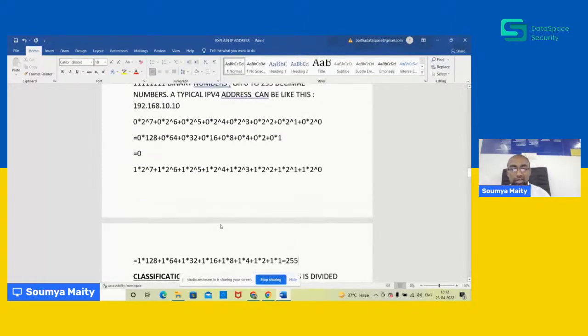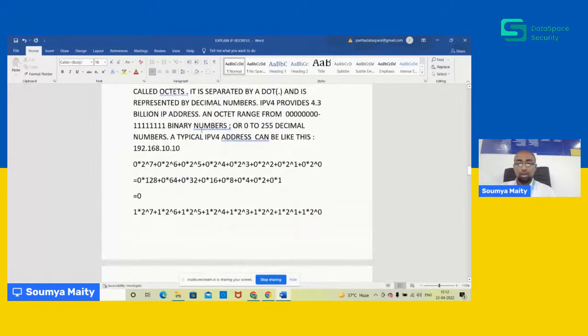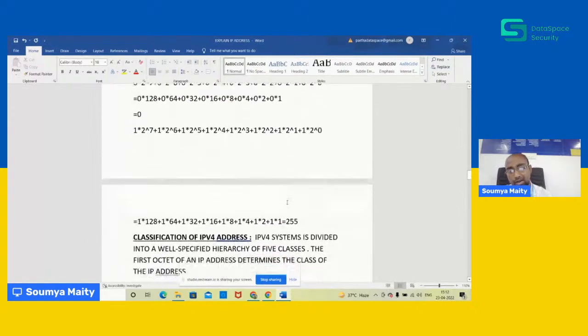So there is a calculation that we can use to convert from octet to binary. So our typical IPv4 address can be like this. This is an IP address example.